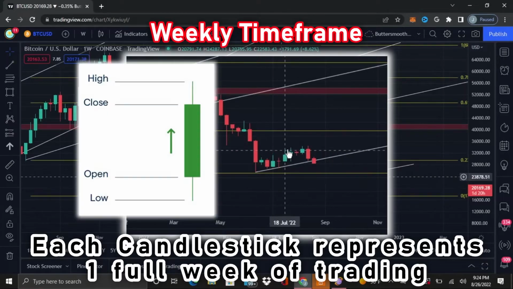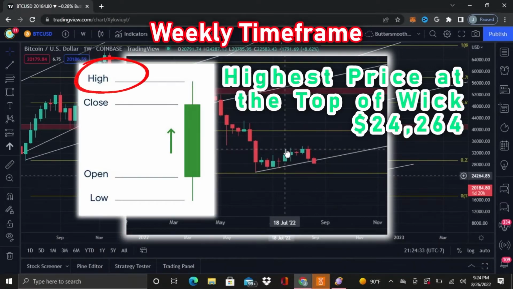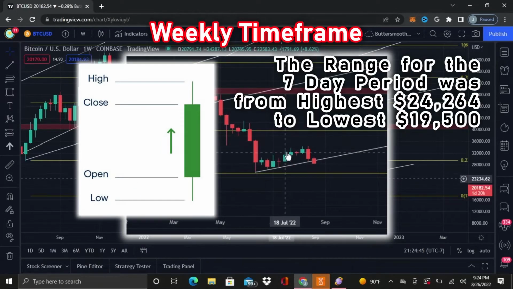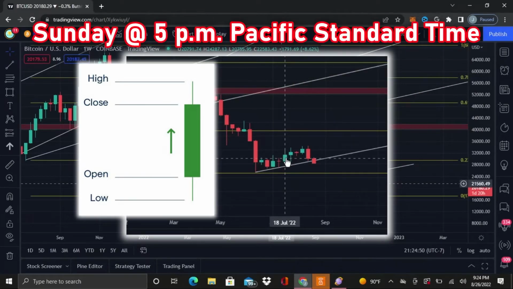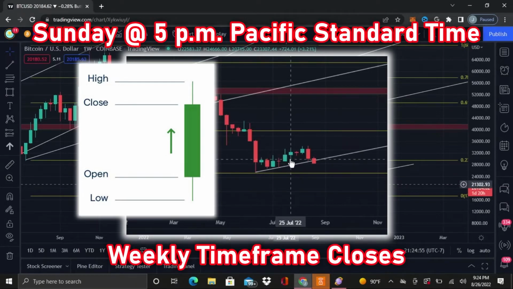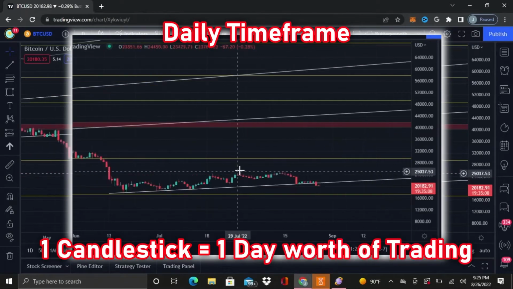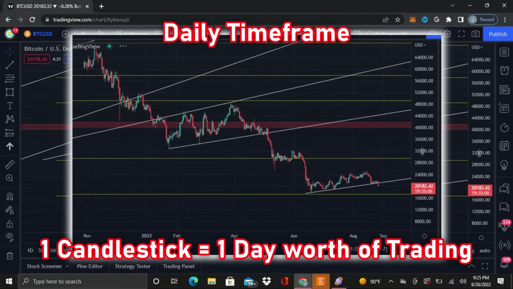So for this candle, the high, the top of the wick, is $24,264. The bottom of the wick is here at about $19,500. So that's the range for that 7-day period. And then, you know, Sunday at 5 p.m. Pacific Standard Time, the weekly time frame closes and starts a new weekly time frame candle. So that's all that means. And you could go to the daily.